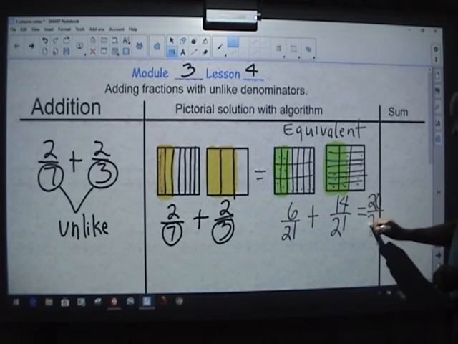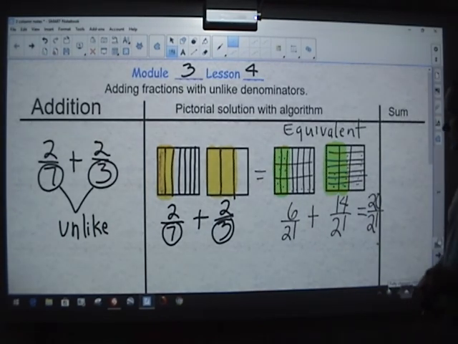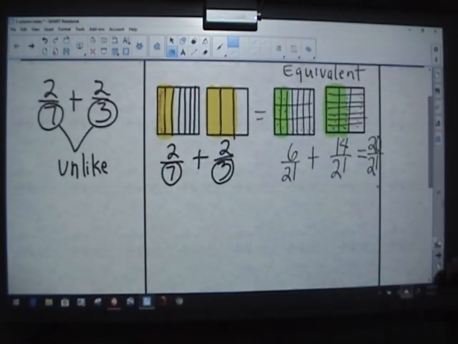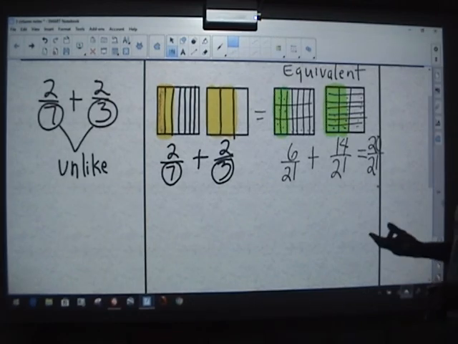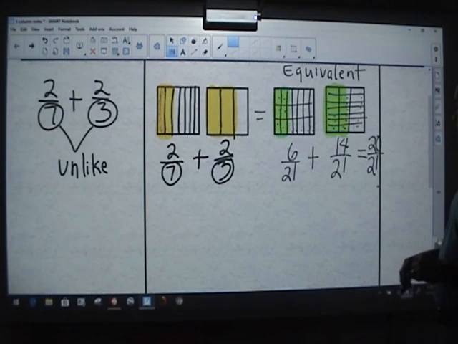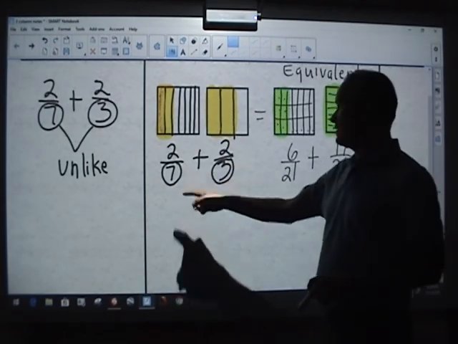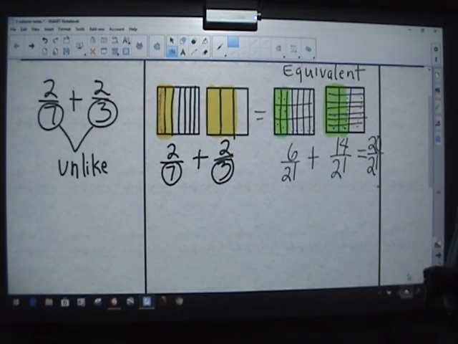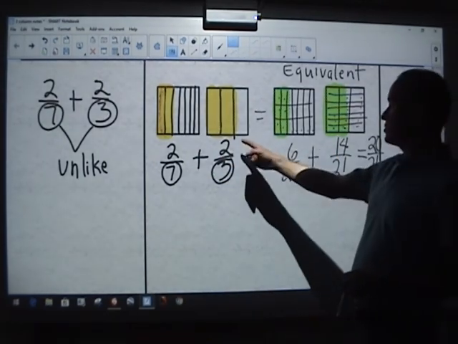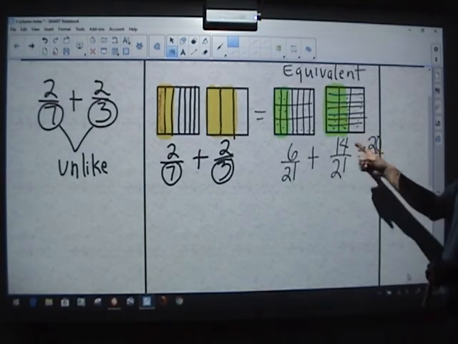And the denominator should be the same. Now, in this problem, we cannot show this number as an improper fraction, so we are okay on this one. This is the answer. And there is no simplification. So now we know that 2/7 is the same as 6/21, and 2/3 equals 14/21.